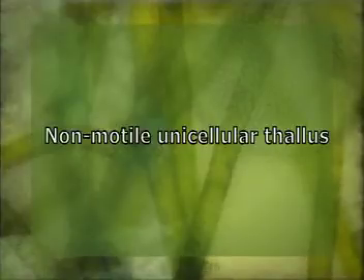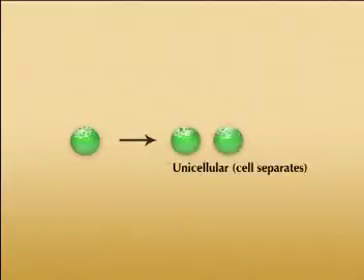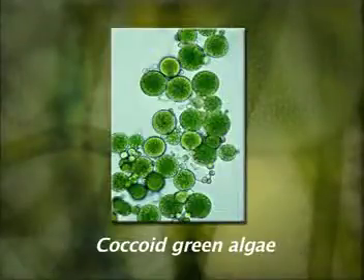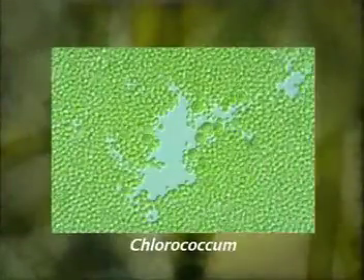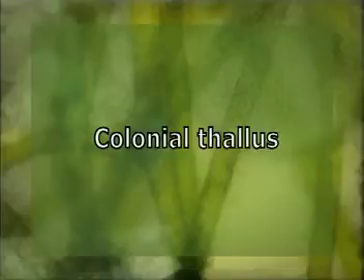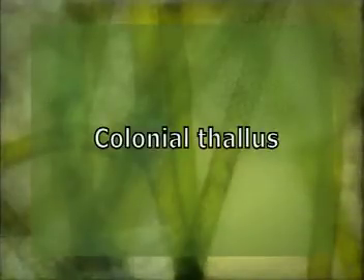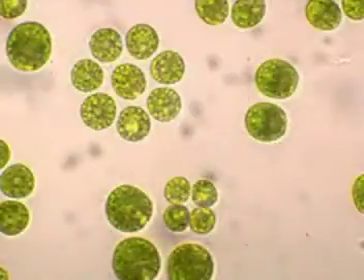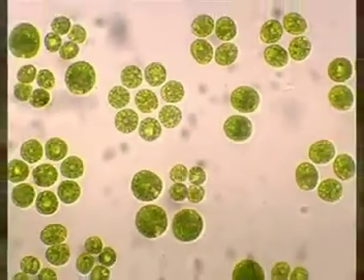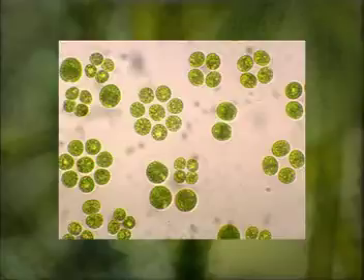Non-motile unicellular thallus: such algae are unicellular but lack flagella, eyespot, and contractile vacuole. They are also called coccoid forms, for example, Chlorella and Chlorococcum. Now, colonial thallus. If the unicells adhere together loosely, the resulting structure is a colony. All the cells are simple and unspecialized. The colonial thallus may be motile or non-motile.